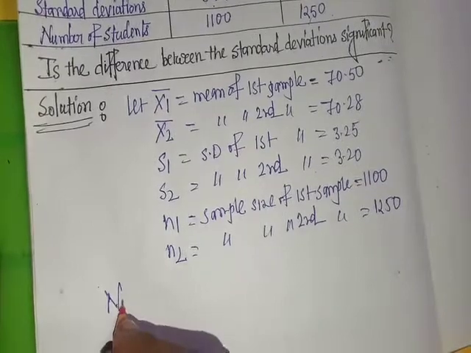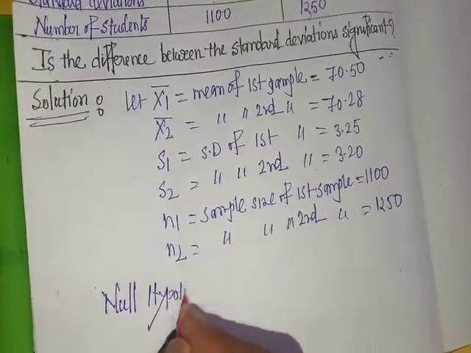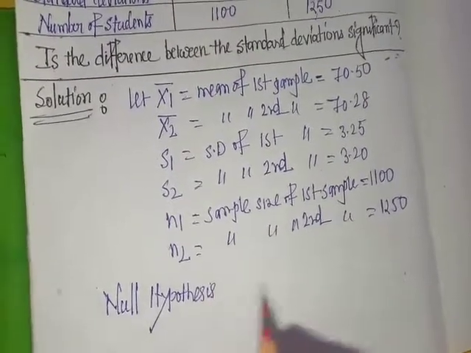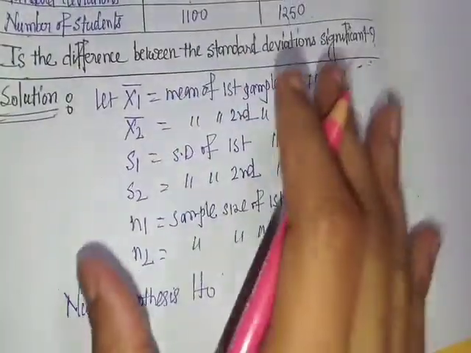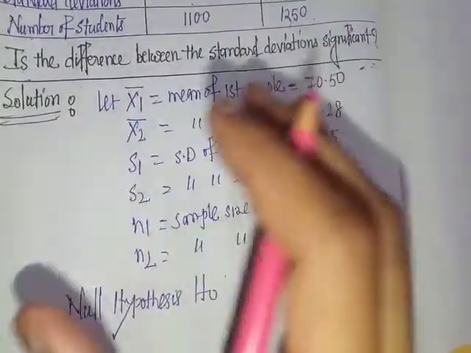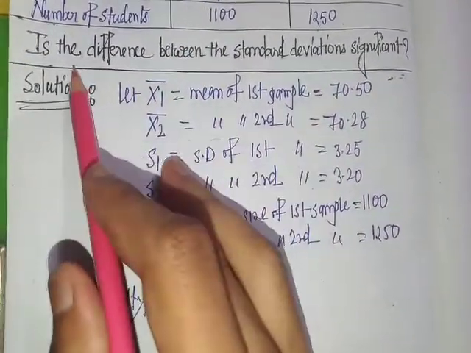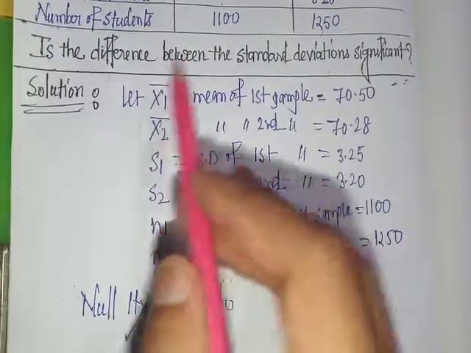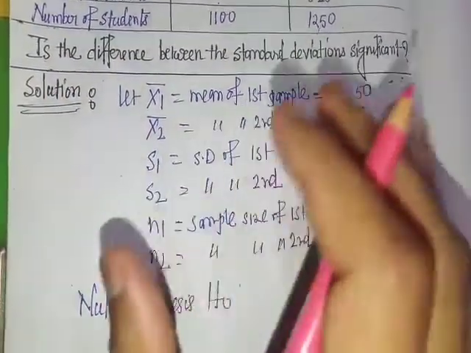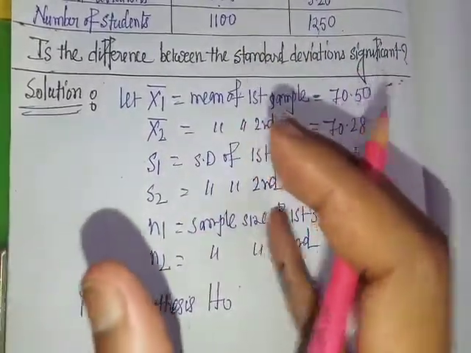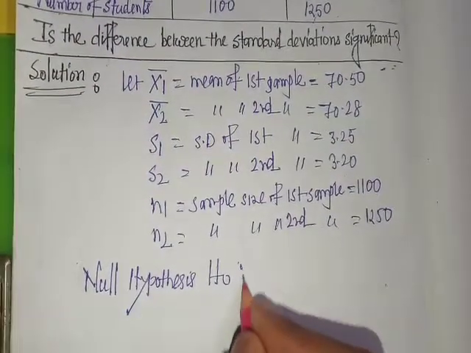Now we will set the null hypothesis. We assume there is no significant difference between the two standard deviations. Question is: is the difference between the standard deviations significant? We assume there is no significant difference between the two standard deviations. Now we will check. So this is the null hypothesis.